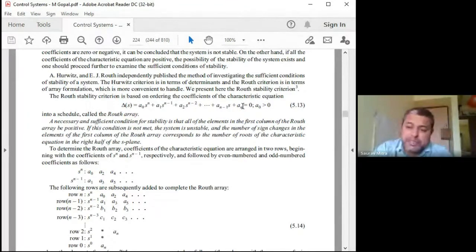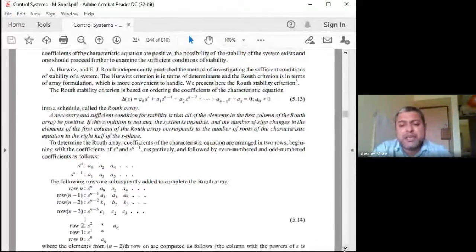So whatever is the denominator equation of a transfer function, that equal to 0 is called the characteristic equation. So that characteristic equation should be given to you. In the exam, what kind of numerical they are going to give, I will show you by my handwritten notes. But before that, let us just see it from the book.